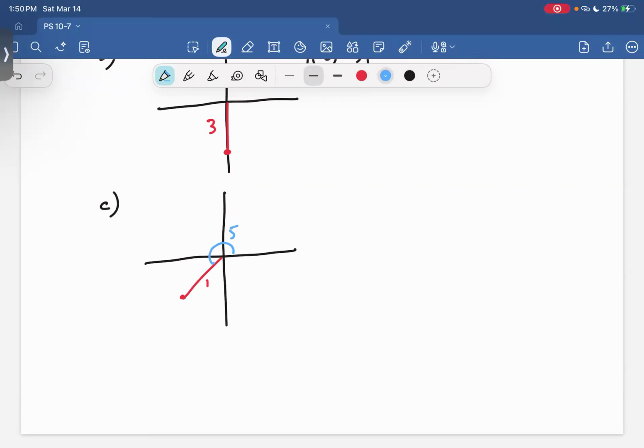All right, so this angle is 5 pi over 4. And we know that this must make a 45, 45, 90 triangle, right? Which means that the side lengths are root 2 over 2 and root 2 over 2. And because it's in the third quadrant, we know that both x and y should be negative. So we just get that.